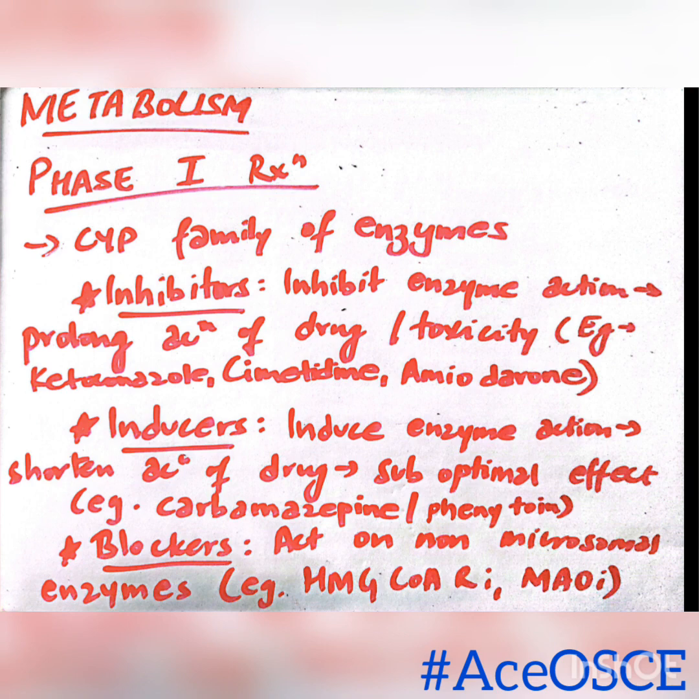Phase 1 reactions, again, the cytochrome family of enzymes. I just wanted to discuss quickly inhibitors, inducers, and blockers. Now, medications that inhibit the enzyme action, in this case the cytochrome enzyme action, do result in the prolonging of the action of the drug, and in some cases increase the level of the drug to toxic levels and result in toxicity. Inhibitors of these enzymes, for example ketoconazole, cimetidine, and amiodarone, inhibit the reaction of these cytochrome enzymes, which is why medications may not be metabolized as fast as they should be.